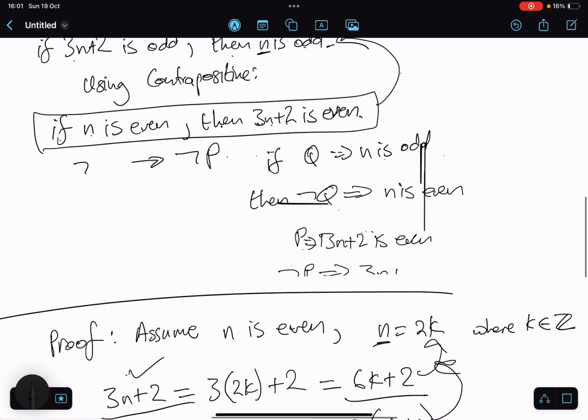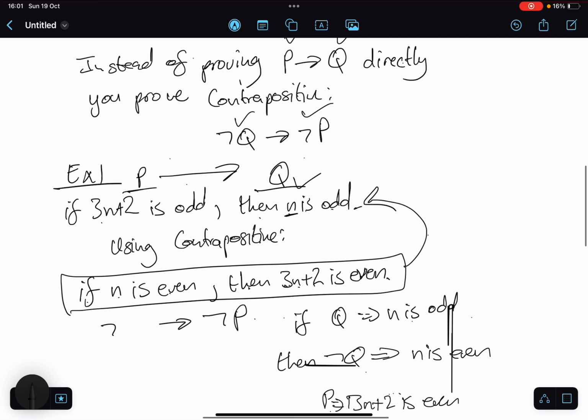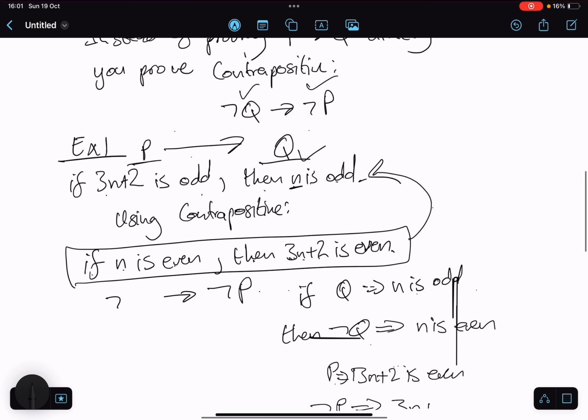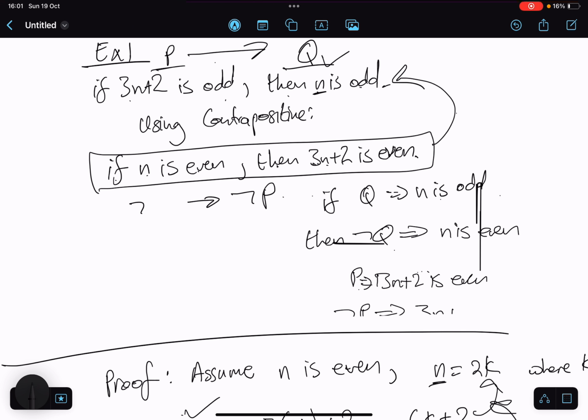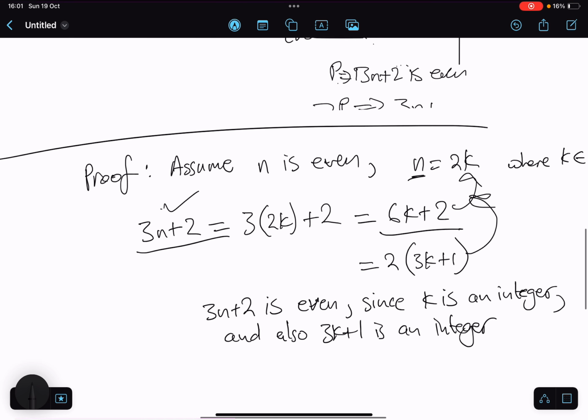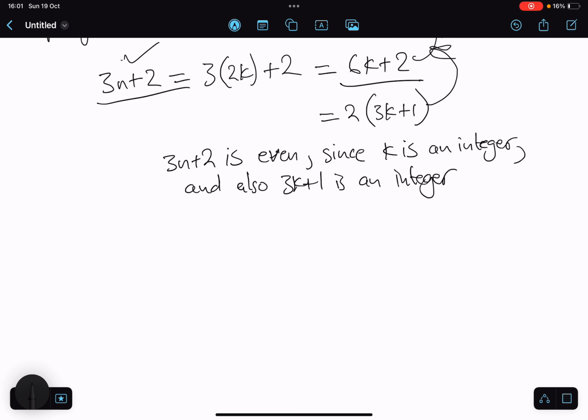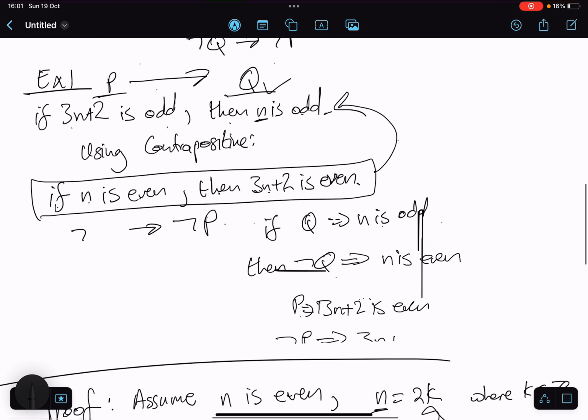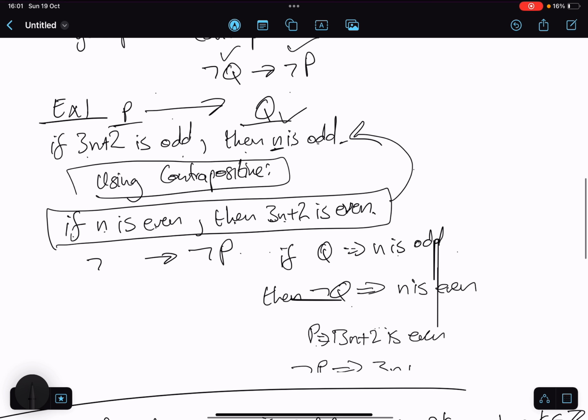So by proving the opposite of the statement, we have proven the statement itself. Here we are given that if 3n plus 2 is odd, then n is odd. But we proved the opposite of the statement using the contrapositive. By proving the opposite of the statement, we have already proven that the statement itself is true. And you should be careful when you're using the contrapositive.